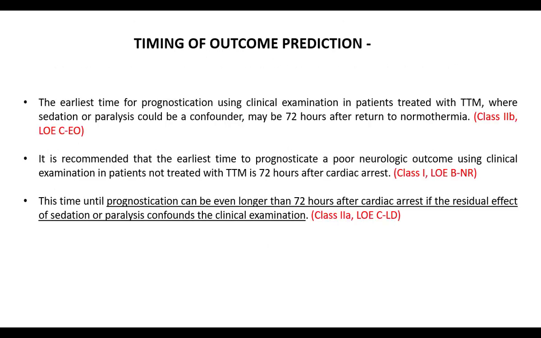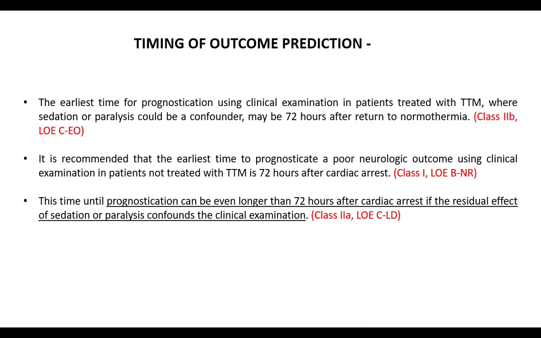So, these are all organ specific and problem oriented recommendations from the American Heart Association. But what about the timing and outcome prediction? This is the most important thing. The earliest time for prognostication using clinical examination in patients treated with TTM, where sedation or paralysis could be a confounding factor, is 72 hours after return of normothermia. So once a patient has been reversed from targeted temperature management to normothermia, you must take at least 72 hours to tell the patient what the prognosis is.